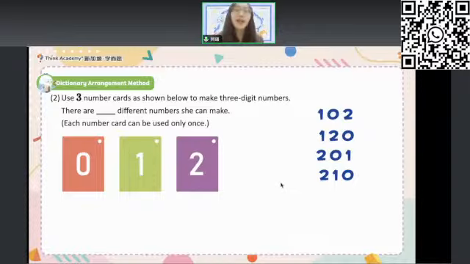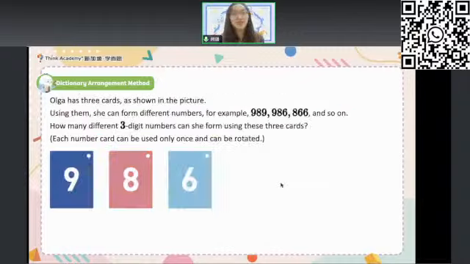Because again, each number card can be used only once. That means you cannot make a number like 222 or 111, okay? So you see that here, check in order. So here you won't miss or repeat any number, okay? Okay, so for this, let's try a challenge part.